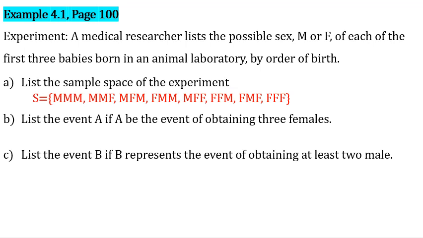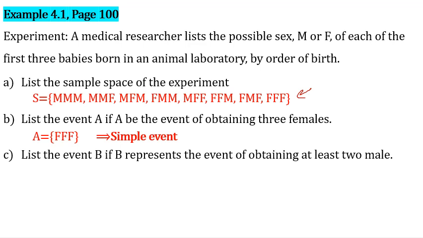And B, list the event A if A be the event of obtaining 3 females. From this sample space, list the event A if A be the event of obtaining 3 females. Which means female, female, female, F, F, F. The solution is F, F, F, simple event or single event.